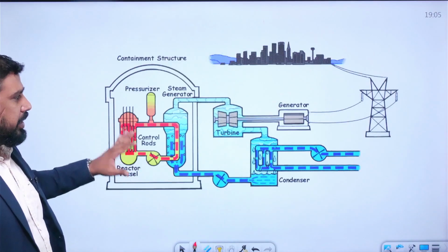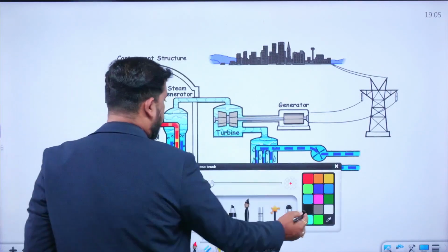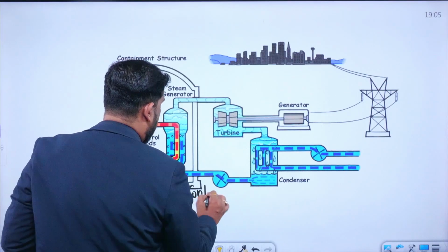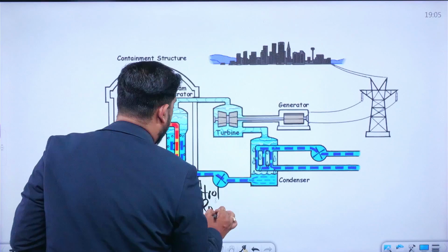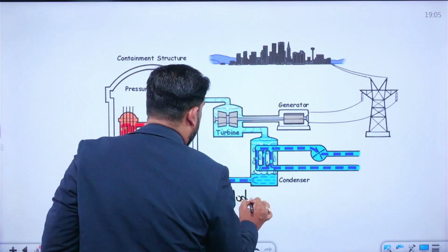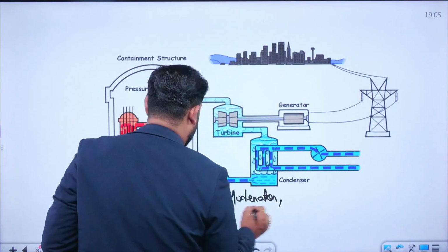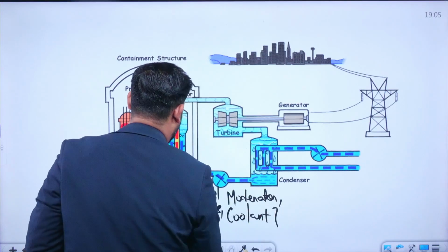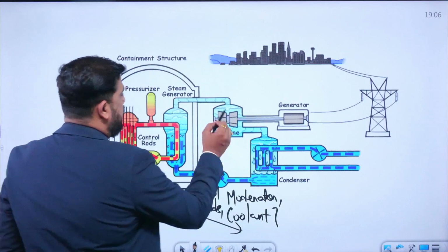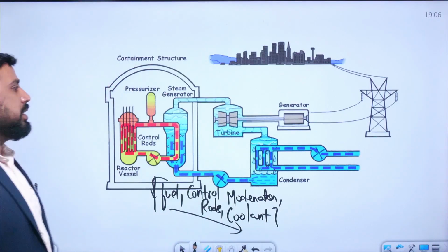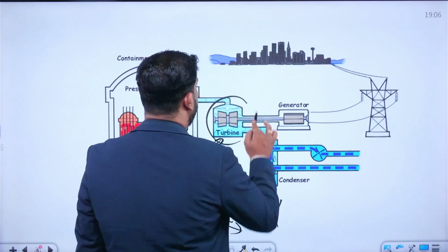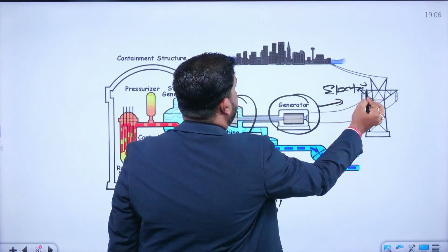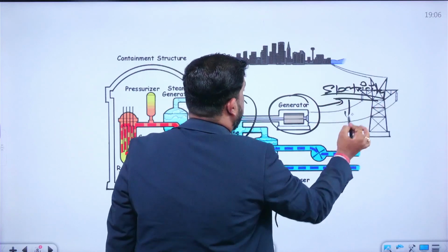This is a reactor in which we use fuel, control rods, moderators, as well as coolants. These are the components of a reactor, and through this a lot of energy is released, which helps to move the turbine and create electricity, which is very crucial, and that is carbon free.